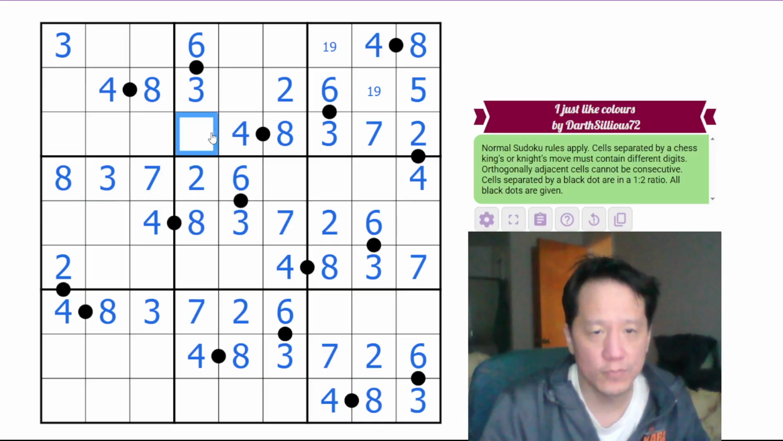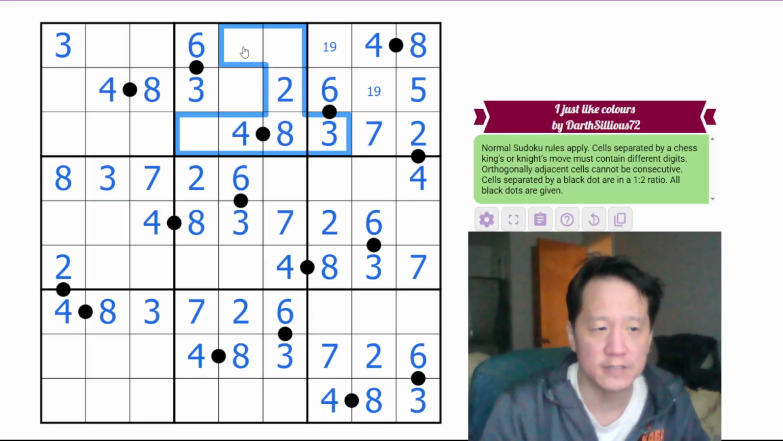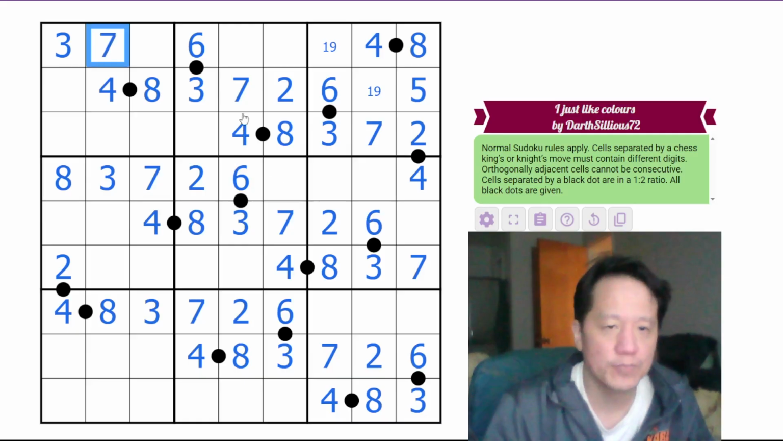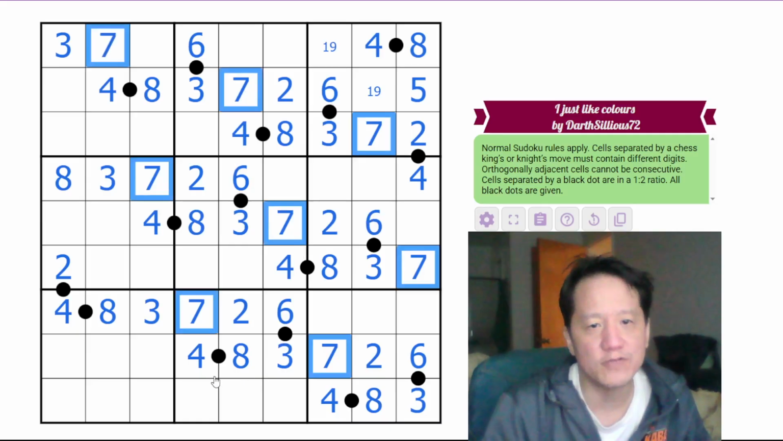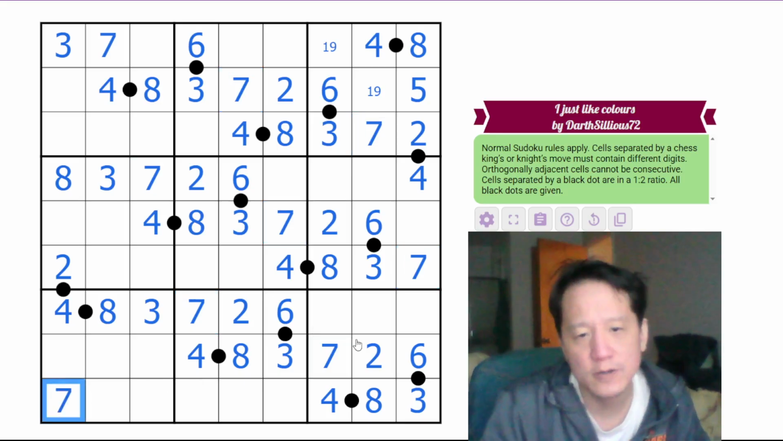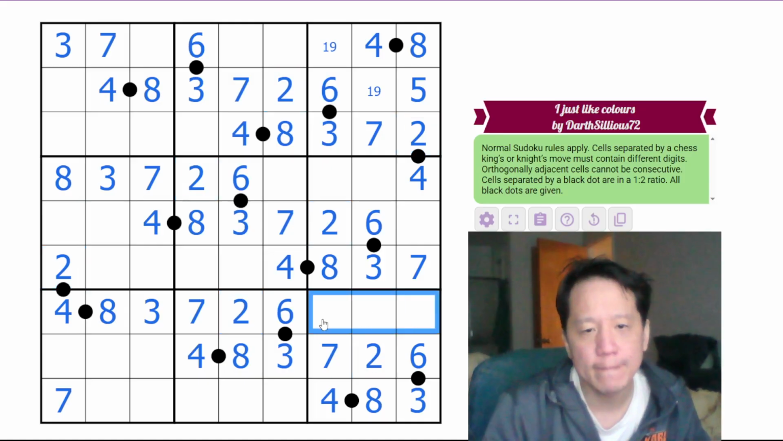Again, 7 cannot be here, here, and it can't be next to the 6 because of the non-consecutive rule set. So this must be 7 here. That leaves 7 in row 1 as being here. So that's 7 there. We have 8 7s. We know where the last 7 has to be. It has to be here.